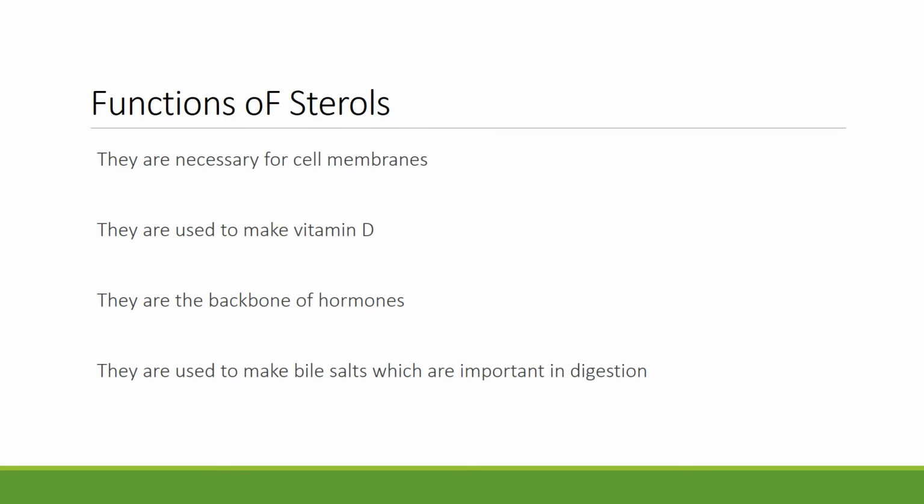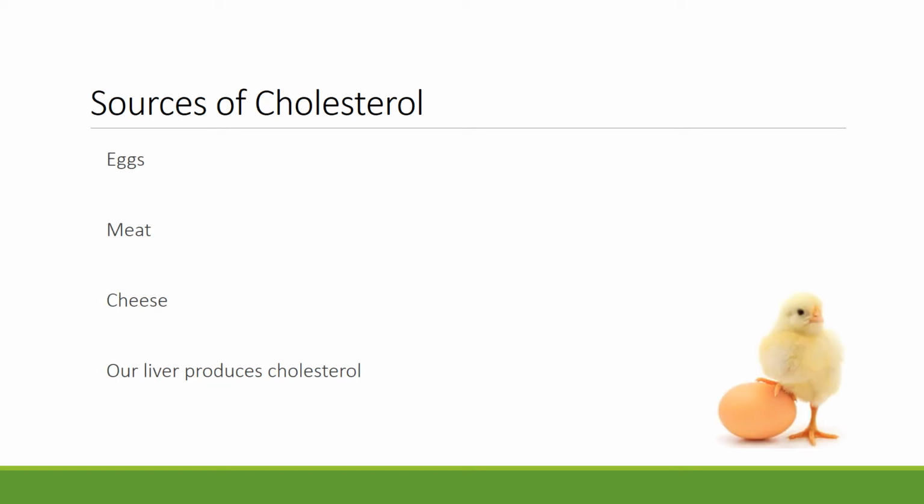Sterols have many different functions. They're necessary for cell membranes. They are used to make vitamin D. They're the backbone of hormones, and they're used to make bile salts, which are an important part of digestion. There are many sources of cholesterol, including eggs, meat, cheese, and even your own liver produces cholesterol.